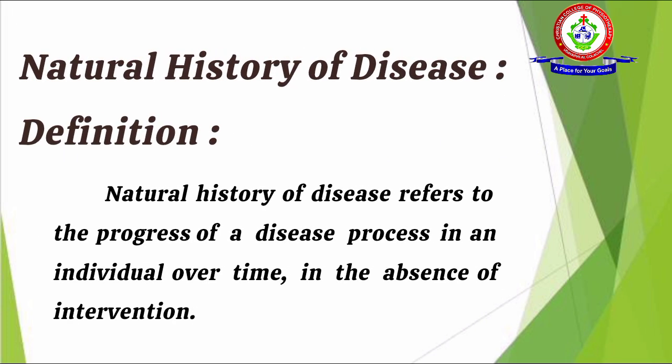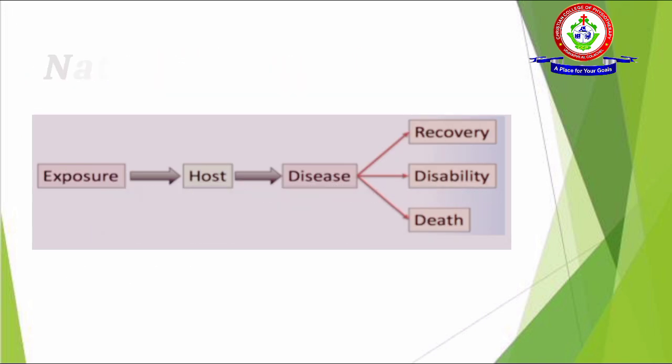Definition: natural history of disease refers to the progress of a disease process in an individual over time. In the absence of intervention, we do the prevention according to the history of the disease. The process begins with exposure to or accumulation of factors capable of causing disease, without medical intervention. The process ends with recovery, disability, or death. In recovery, like flu for example, most people recover from it when taking medications.